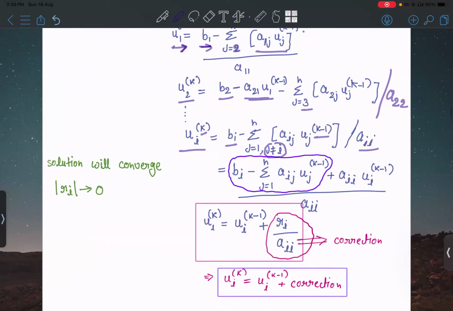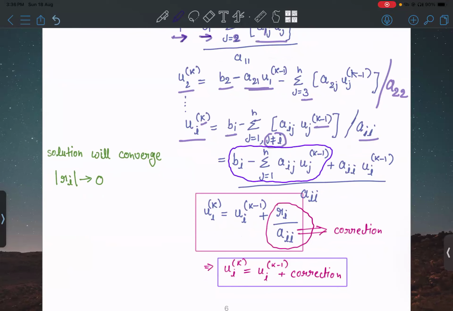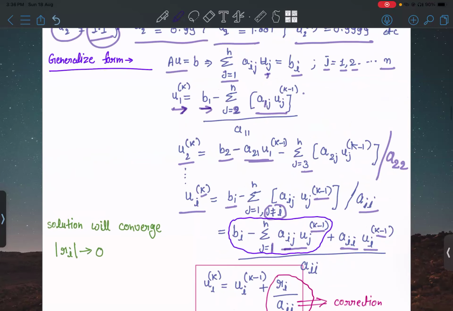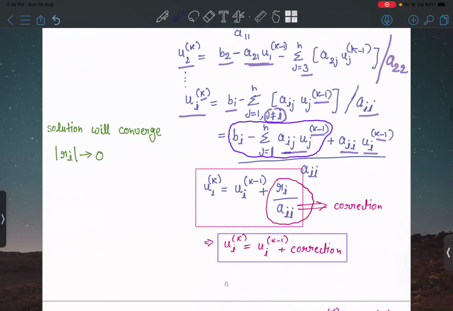Okay. Now in this equation, what I can do? I can simply add aii ui at the k minus 1th iteration. I can add and subtract. Then I can represent this as bi minus summation of aij uj at the k minus 1th iteration, j will go from 1 to n. Okay. So this is my left hand side of the equation, and this is my bi. So if I subtract right hand and left hand, this will give kind of residue. This will give some residue to me. Okay.